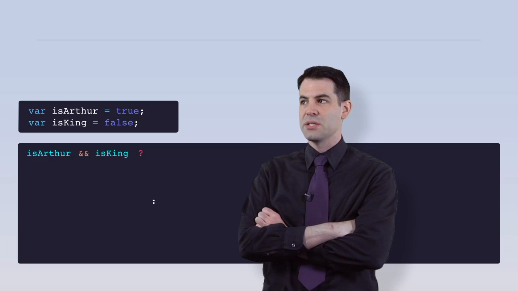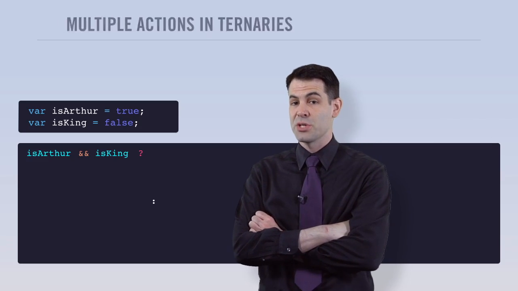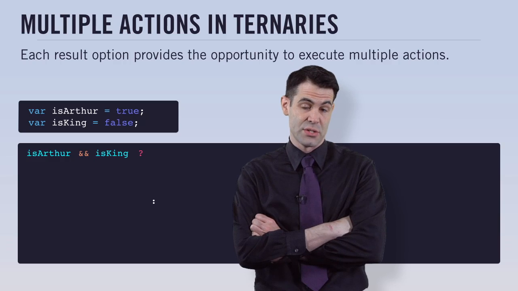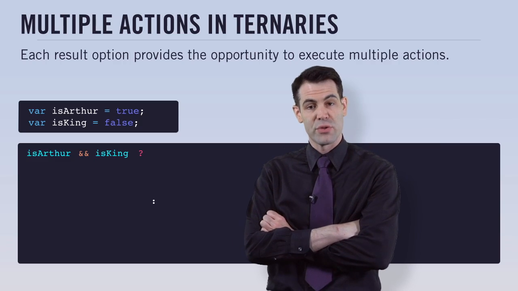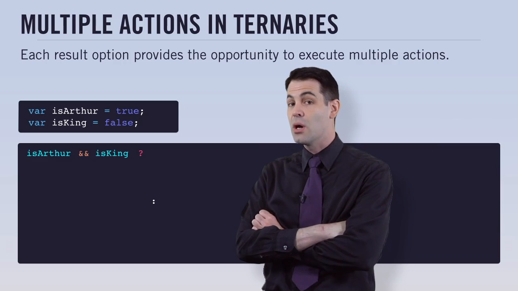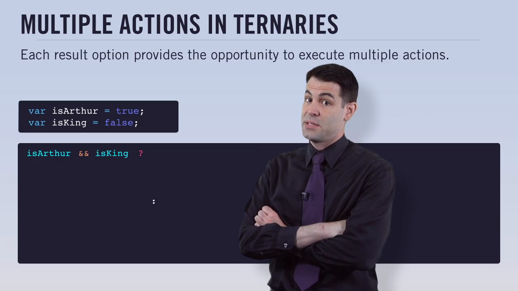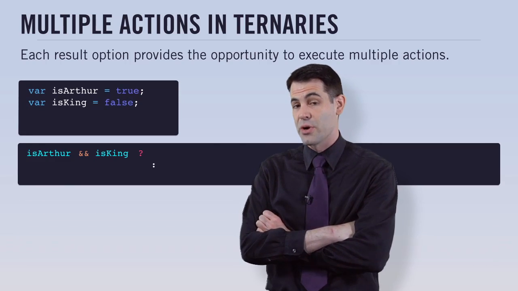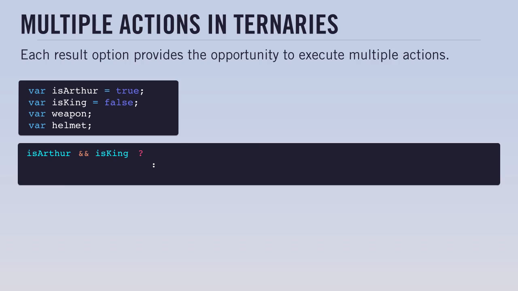Now, ternaries can also take multiple actions. We want to show you that, but we also want to caution you that that can get very dense. So sometimes a conditional block is better for this particular situation, but you should know, to be very fluent, that multiple actions can be taken inside of each result in a ternary conditional. So here you can see after the question mark, we've got a parenthetical expression that has two executable statements in it separated by a comma.